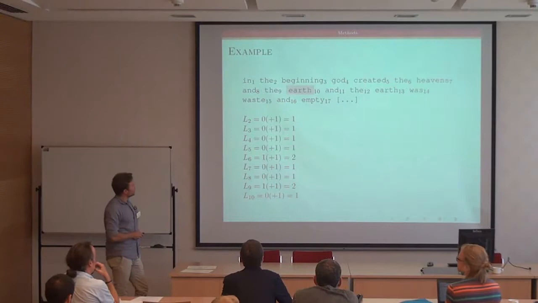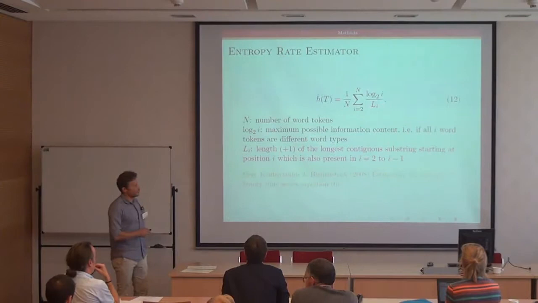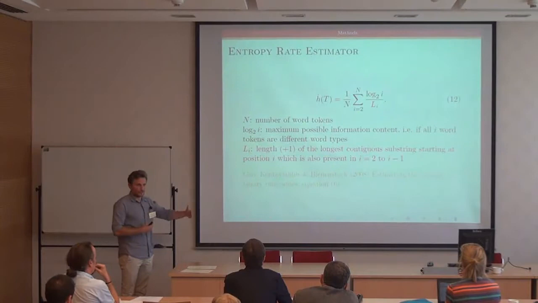Now if you think about it, what you do here is you divide the maximum potential by a kind of redundancy, right? Because if it's very redundant, then this length will be growing with the number of tokens. And then you get some kind of approximation of how the entropy grows over time as you go through the text.